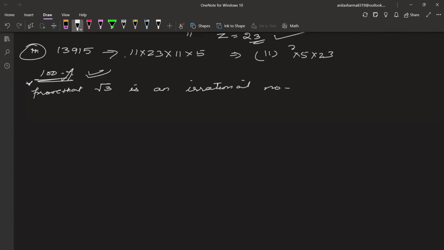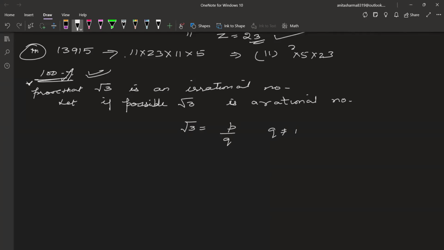So first of all, by contradiction, you will assume, let, if possible, root 3 is a rational number. So children, if root 3 is a rational number, therefore it can be written in the form of P by Q, where Q is not equal to 0. Am I correct, children? Yes, ma'am. Because it is a rational number.